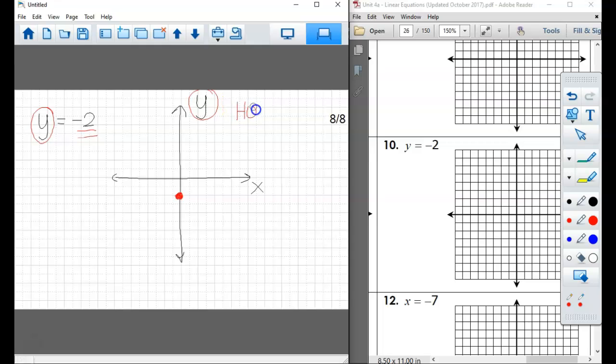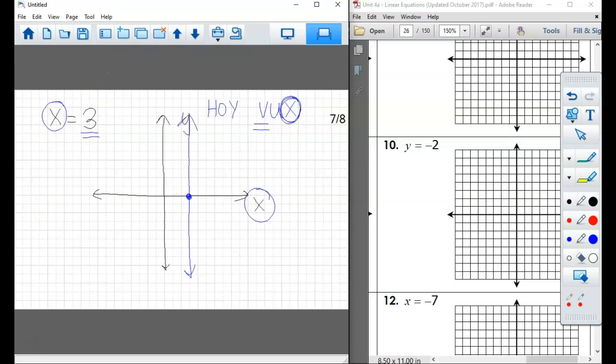Is it a Hoy or a Vux? Well, it's crossing y, so it's got to be a Hoy. And also notice, since this is crossing y, that means it's not crossing x, so you kind of have to run parallel to that x. That could be another way to think of it too. And like on this one that we did, it's crossing x, can't cross y because it doesn't have y in it, so it's got to run parallel to y. That would be another way to think of it.